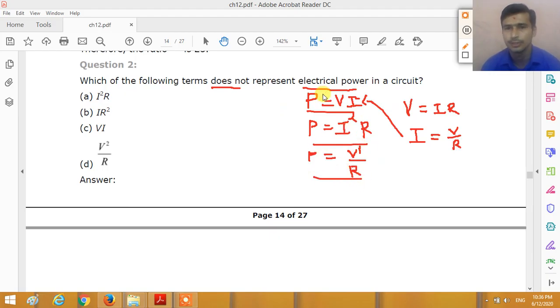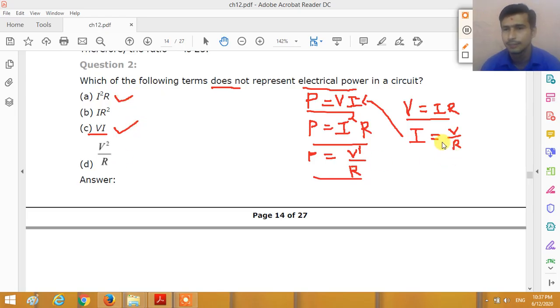So first, what is the formula of electric power? P is equal to V into I. So this one is the formula of the electric power, correct, right. Now we know Ohm's law, V is equal to I R. So instead of V put I into R, we get another formula of electric power, P is equal to I square into R. So here this one is also correct, right?